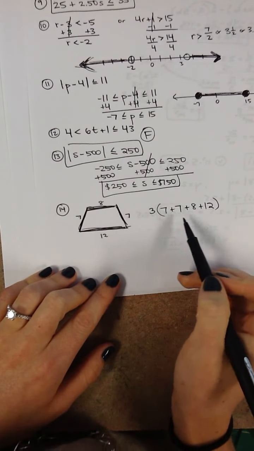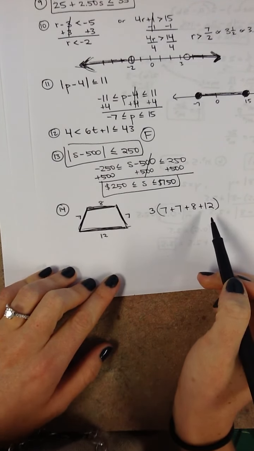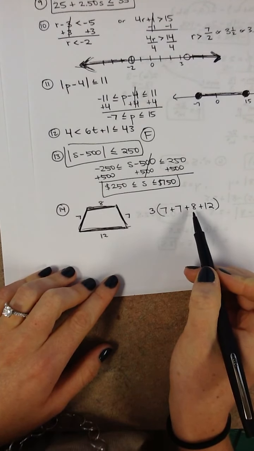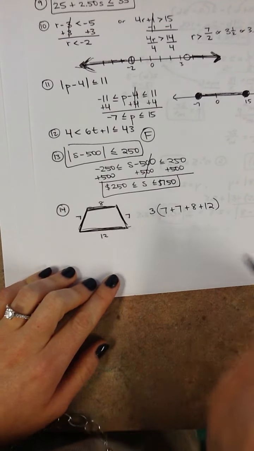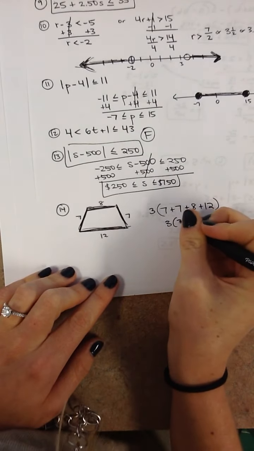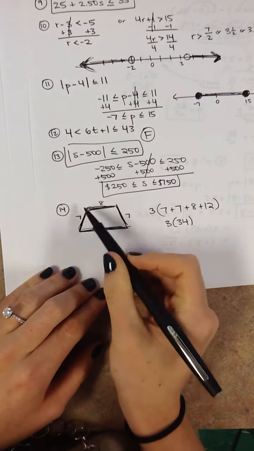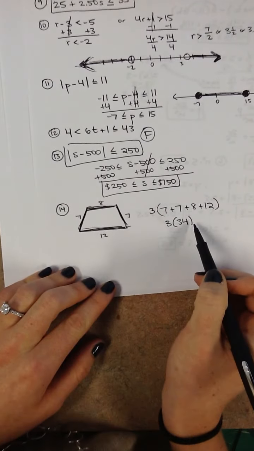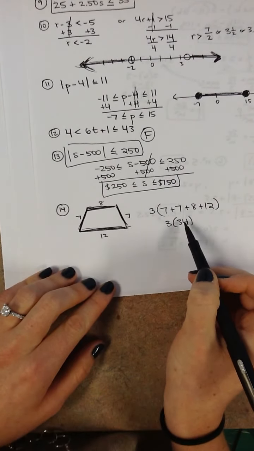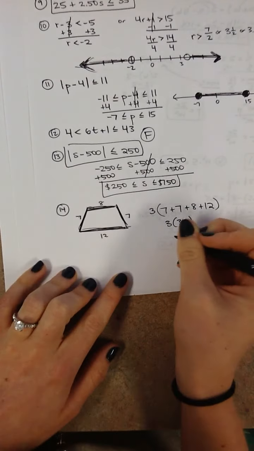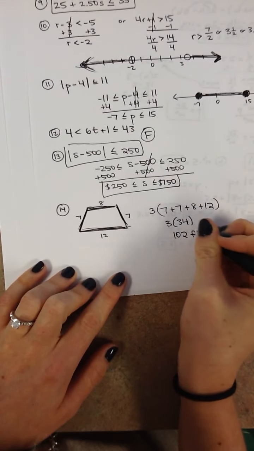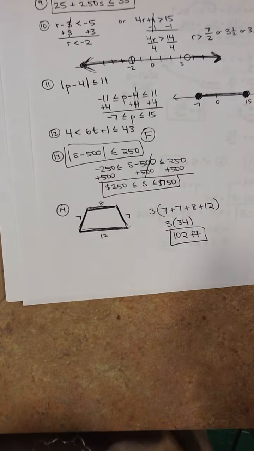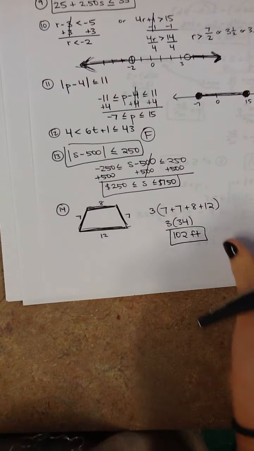So according to the order of operations, I've got to add everything on the inside first. So 7 plus 7 is 14, plus 8 is 22, plus 12 is 34. So 34 is the perimeter of one of these boxes. All the way around is a total of 34 feet, but I have 3 of them. So I multiply 3 times 34, and what I end up with is 102. So 102 feet, that's how many feet of stones he will need to go all the way around that garden.